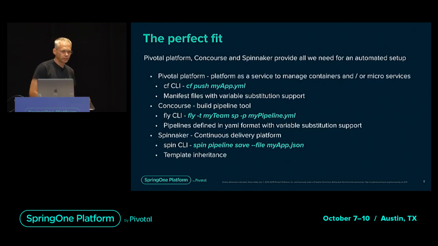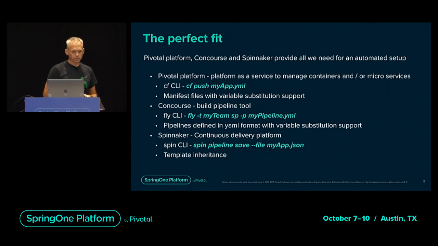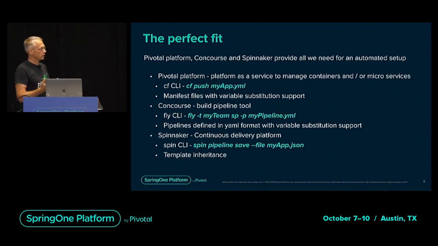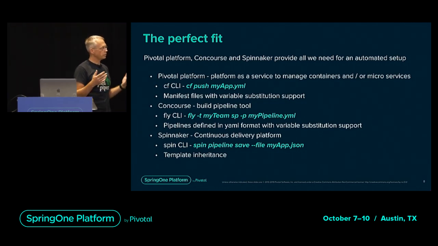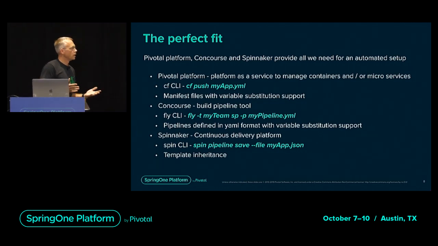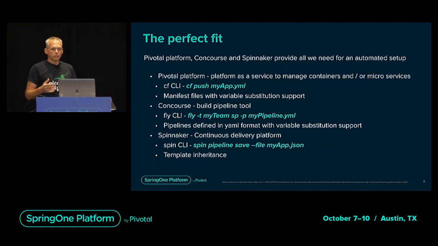So the perfect fit. These are three examples, just not the whole software development lifecycle components, but all of them are in the headline of the presentation today. So we have Pivotal platform, which does exactly that. It provides a command line interface called cf, so you can do a cf push.